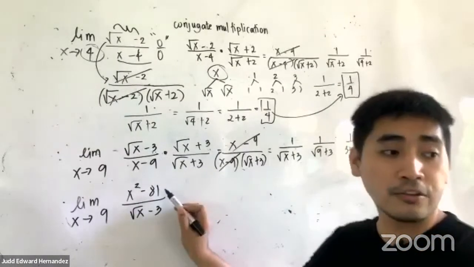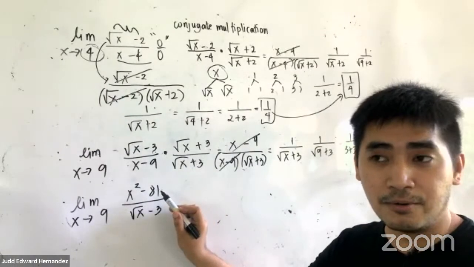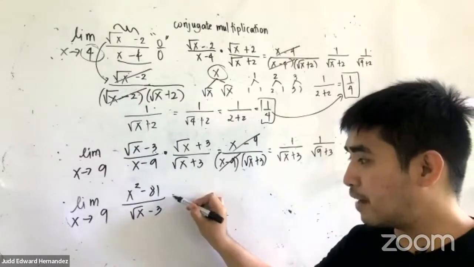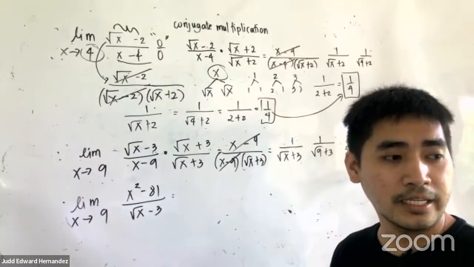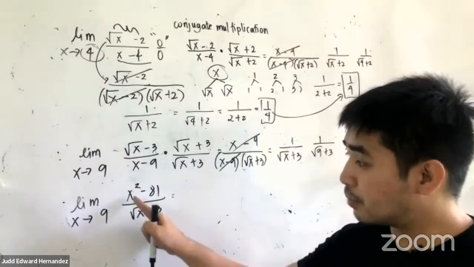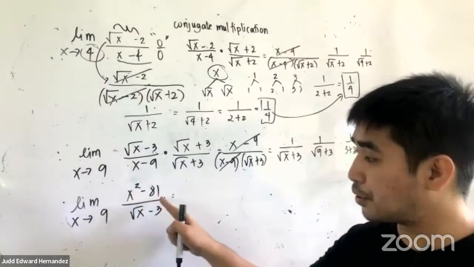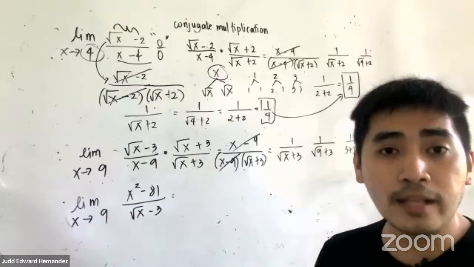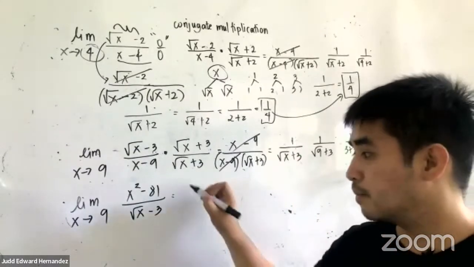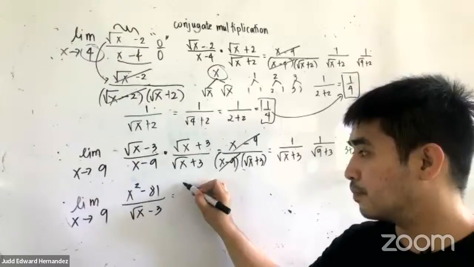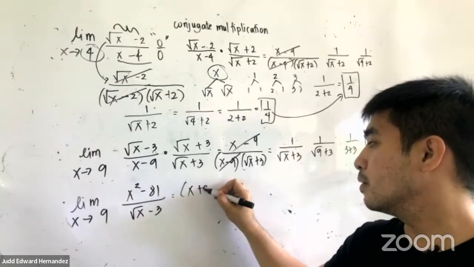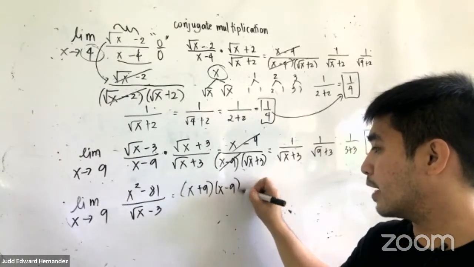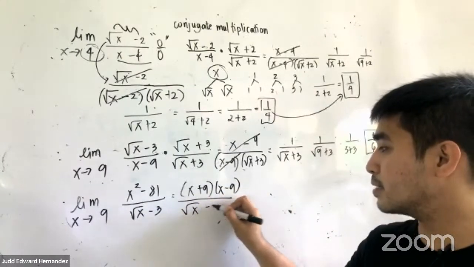Okay lang ba? I-factor muna natin si x squared minus 81. What will be the factors of x squared minus 81? Difference of squares. Square root of x squared is x, square root of 81 is 9. Therefore, what would be the factors? X plus 9 times x minus 9 over square root of x minus 3.